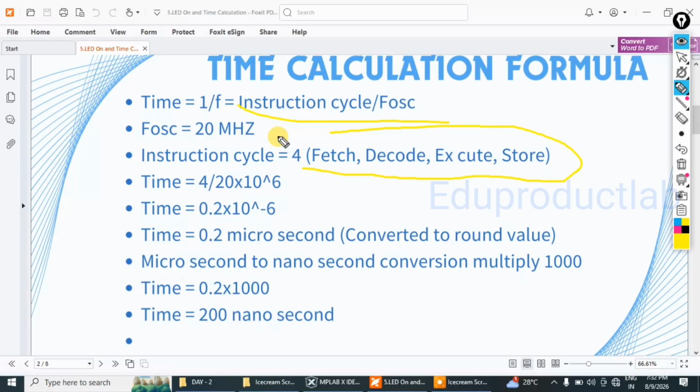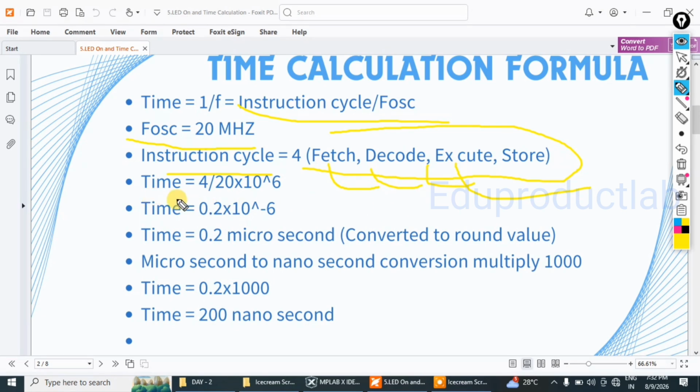Time calculation for the 20 MHz crystal. The clock frequency f oscillator equals 20 MHz. Instruction cycle equals 4 cycles: fetch, decode, execute and store. First clock pulse, data is fetched. Second clock pulse, decode. Third clock pulse, execute. Fourth clock pulse, store.